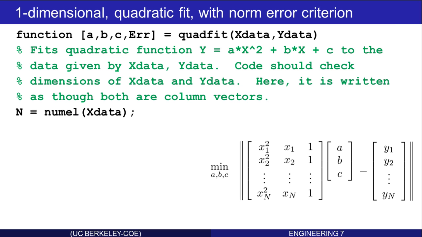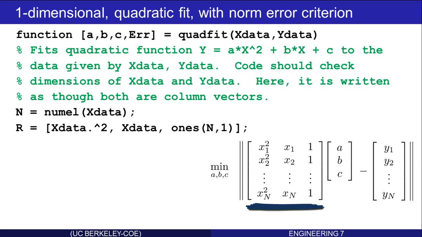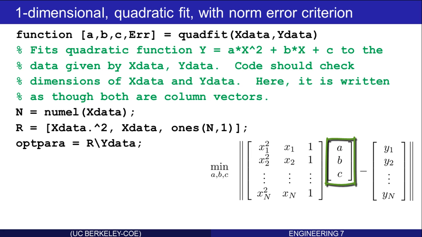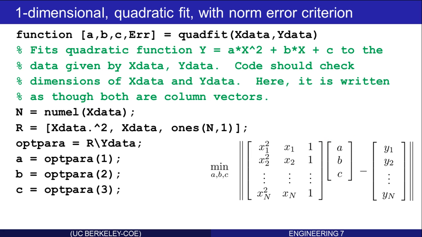Find the number of elements in x data and form the R matrix, which is the x data column vector squared, the x data column vector, and the ones vector, just as shown. Then use the backslash operator to solve for the optimal parameter vector consisting of little a, b, and c. Pull those out one component at a time, and finally compute the norm of the mismatch, R times the optimal parameter vector minus y data.